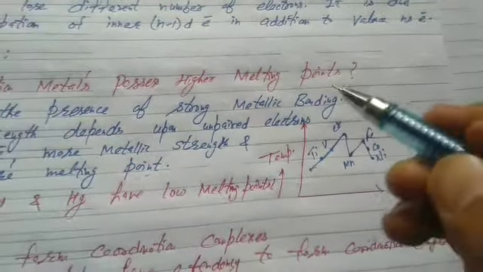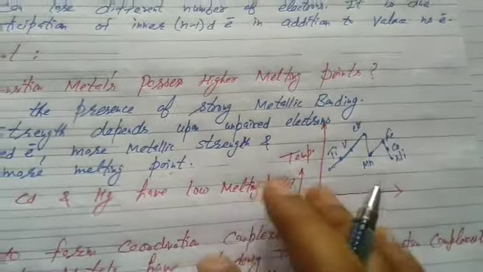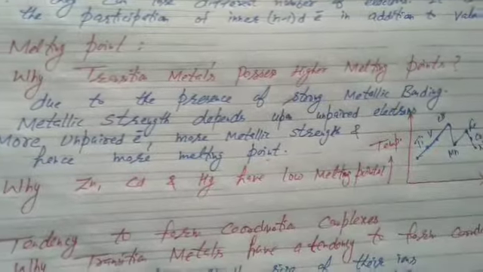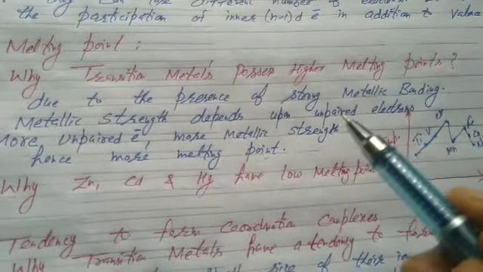Why transition metals have high melting point? If it is of 2 marks, then please plot the graph also. Due to strong metallic bonding, and metallic strength depends upon unpaired electron, more unpaired electron, more melting point.